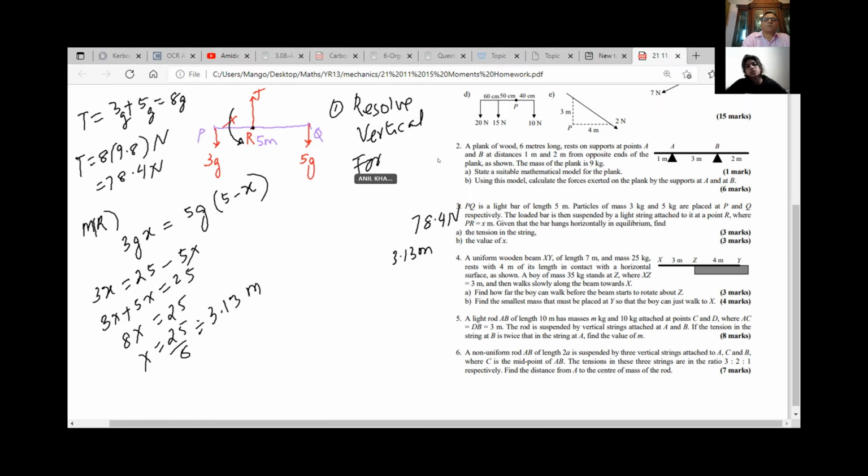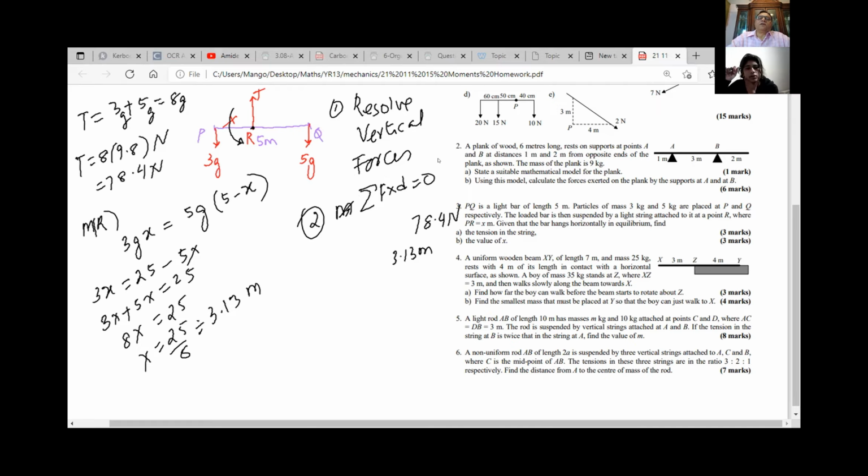So if it's not in equilibrium, and the sum of moments, which is F cross D, equals 0. If it is not in equilibrium, then you can't assume that. We'll have some other resultant, right? There will be some motion.